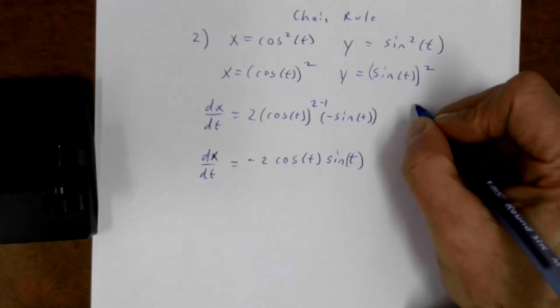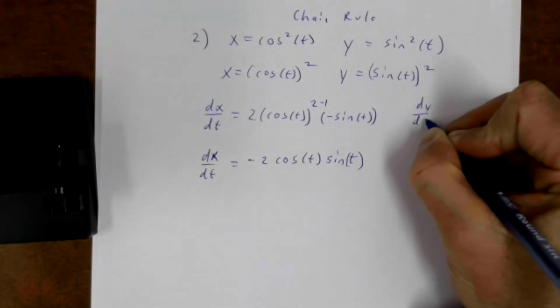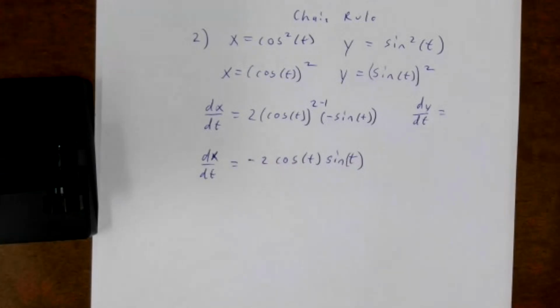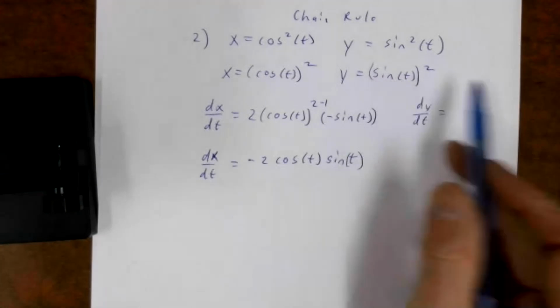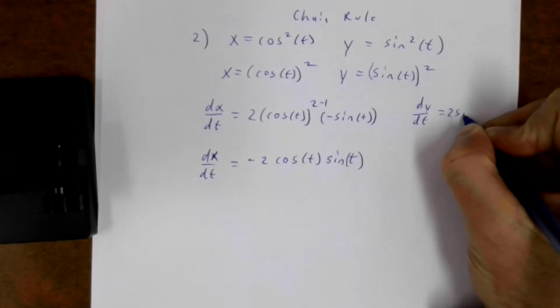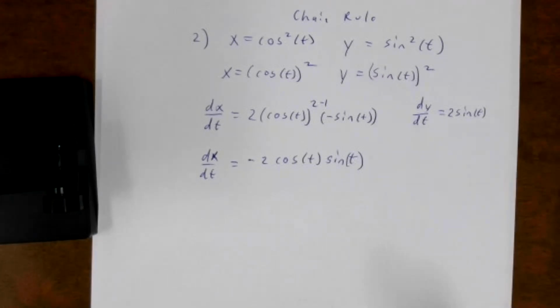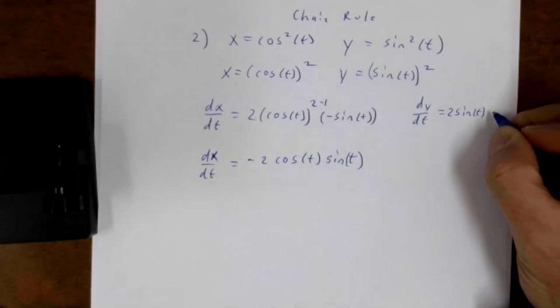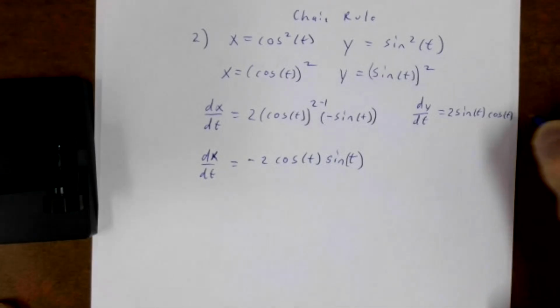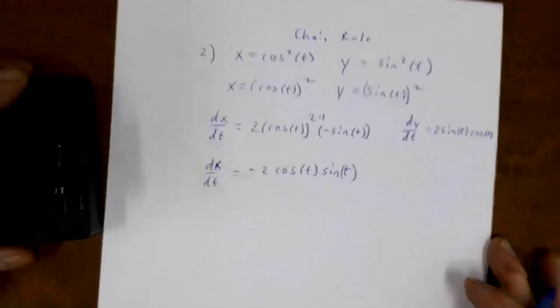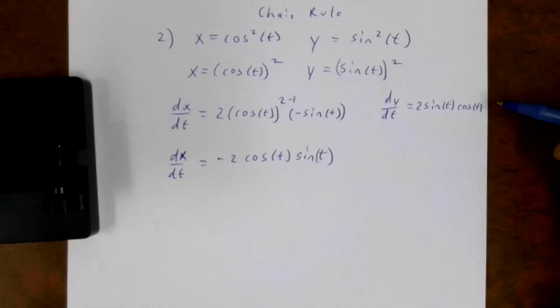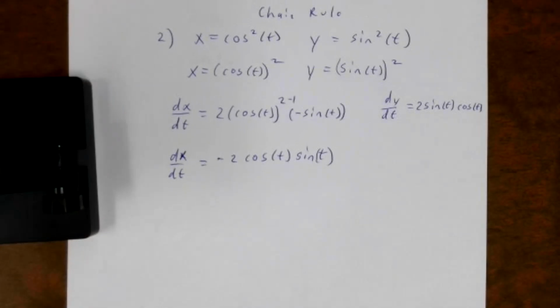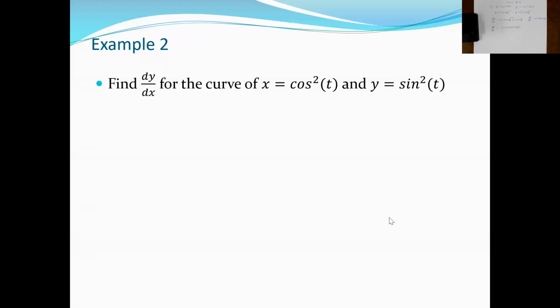So dy/dt, I'm almost going to mirror what I did here, except my inside now is sine t. So I'm going to go 2 times the front, so 2 times sine t, and I'm not going to worry about the exponents. This is going to be first power again, times the derivative of the inside, which is cosine t. And really, I'm done. And that's basically the hardest part of this example.